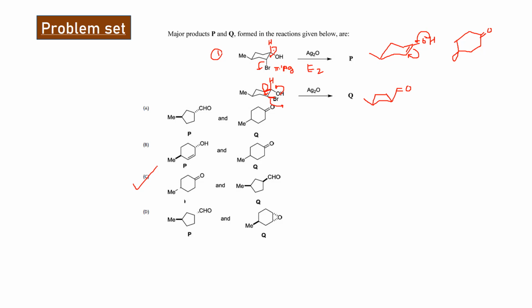Understood? Whenever an anti-periplanar H is available with the leaving group, it will undergo a simple elimination reaction. But if no such anti-periplanar H is available, but there is a carbon-carbon bond which has an anti-periplanar arrangement with the leaving group, it can undergo the elimination this way.